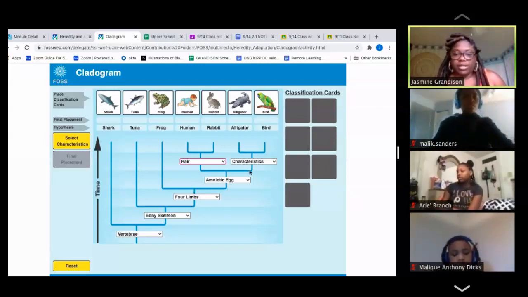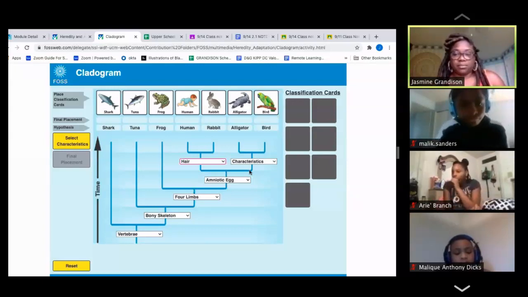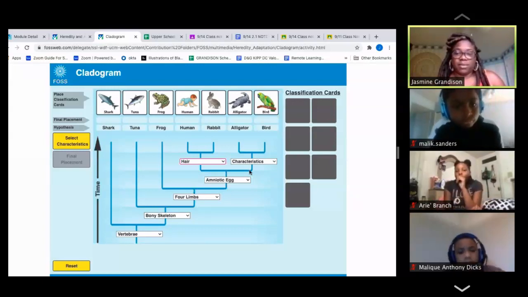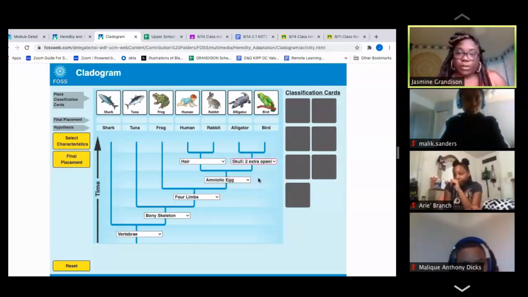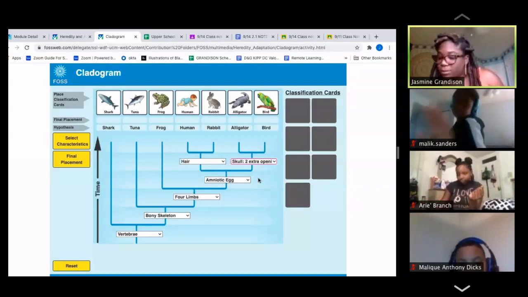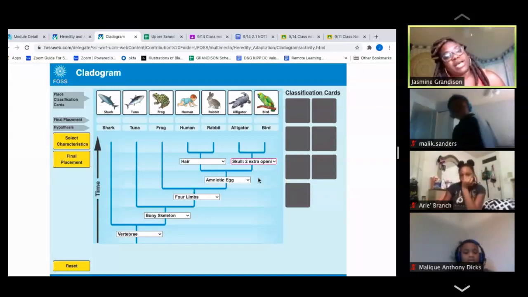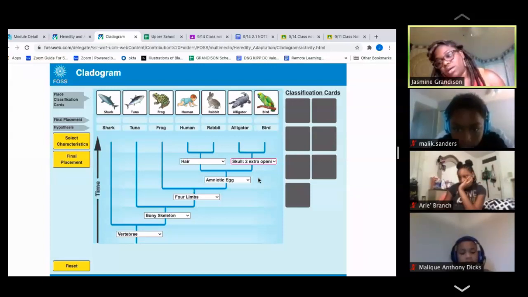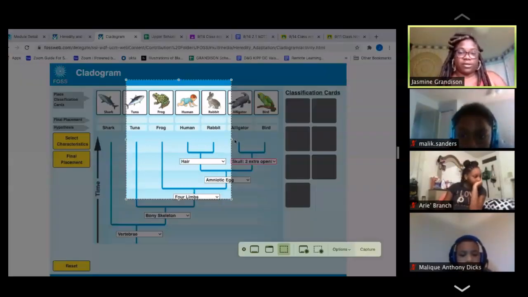Look at your characteristics. Which one have we not said? It's the last one. Thanks, Malik. Anthony. The skull with two extra openings. Great. So in your notes, you're going to answer, I think it's 2 more questions about the cladogram, and that'll be it for today. And I can post this as a reference in Google Classroom if you're still working.